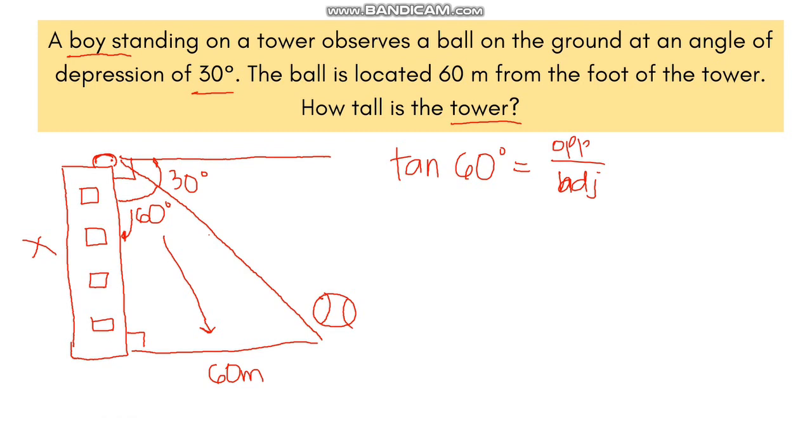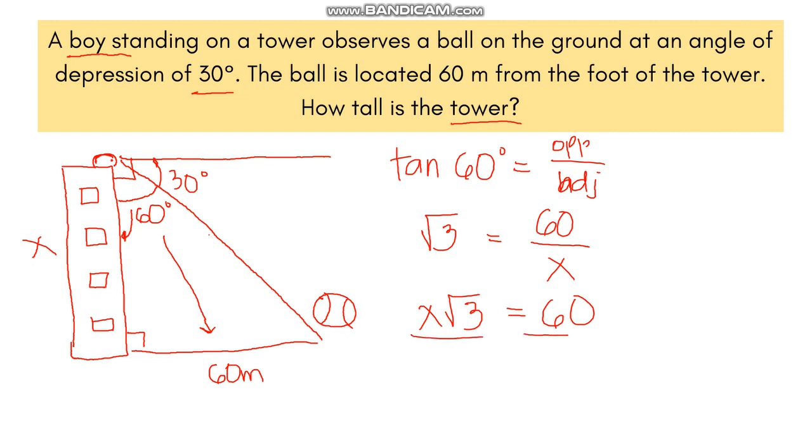So, tangent of 60 degrees is square root of 3. Then, the opposite side is 60 meters. Then, the adjacent side is x. So, we can cross-multiply or multiply both sides by x. So, we have x square root of 3 equal to 60. Then since we need to solve for x, divide both sides by square root of 3.